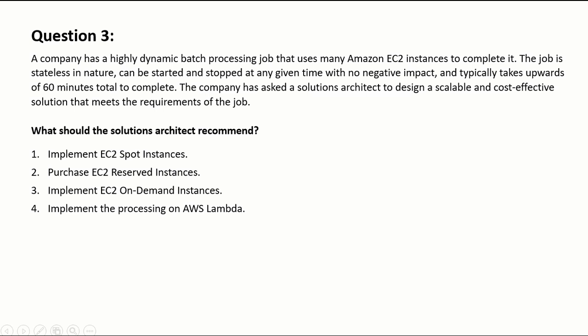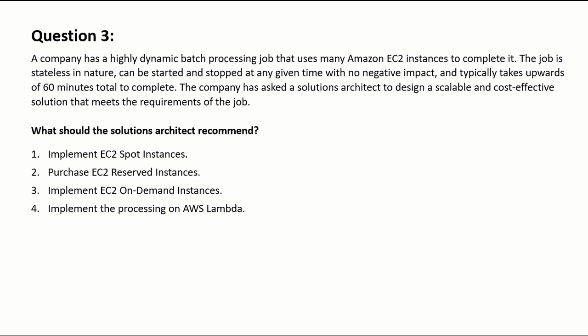Okay, now let's move to question 3. Question 3 says, a company has a highly dynamic batch processing job that uses many Amazon EC2 instances to complete it. The job is stateless in nature, can be started and stopped at any given time with no negative impact, and typically takes upwards of 60 minutes total to complete. The company has asked a solutions architect to design a scalable and cost-effective solution that meets the requirements of the job. So, what should the solutions architect recommend?